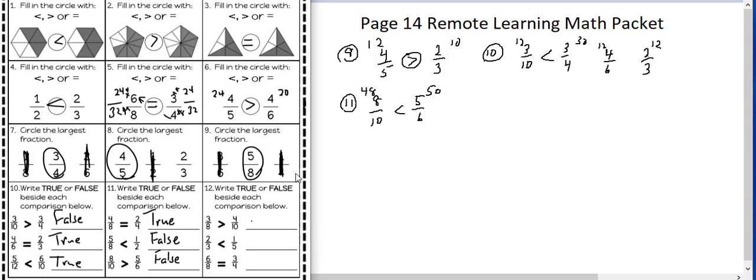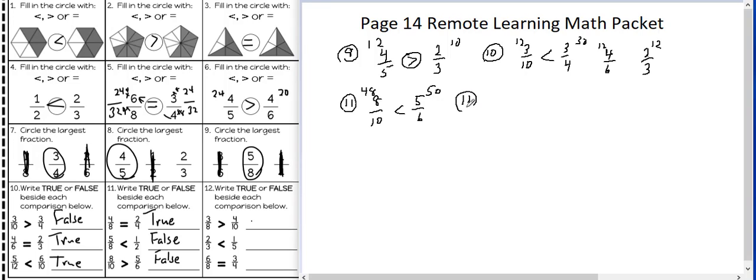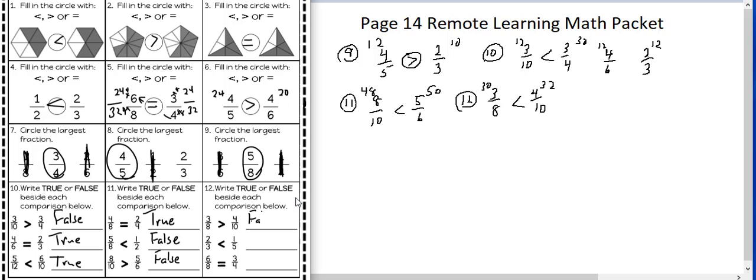All right, let's look here. Less than 1/2, less than 1/2. So we're going to do the work. 3/8, 4/10. 10 times 3, 30. 8 times 4, 32. 32 is greater than 30, so 3/8 is less than 4/10, so that would be false.